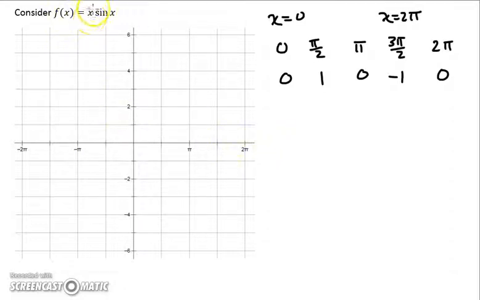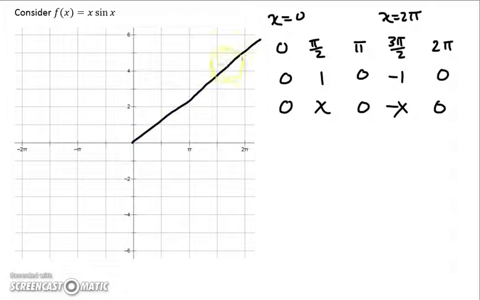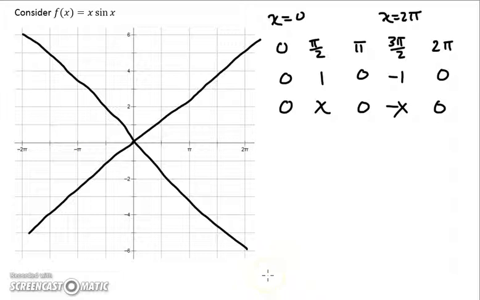Then, if we had something like 3 sine of x, we would multiply these values by 3, and then we'd go ahead and graph it. But we don't have 3. We have an x. So what we're going to do is the exact same thing that we've been doing. We're going to take this x and multiply it by our y values. So we're going to get 0, x, 0, negative x, 0. So we got to think then, well, what do we mean by x? Well, that's just the line y equals x. And the line y equals negative x for the negative x.